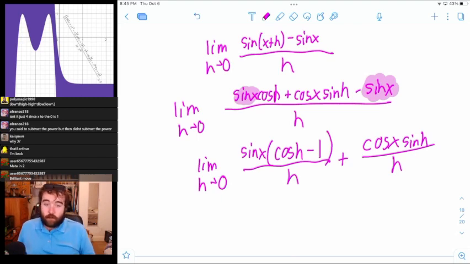And then what can we do from here? That probably was brilliant, but we're not done yet. We still got to finish it up because we still can't plug in h equals 0.